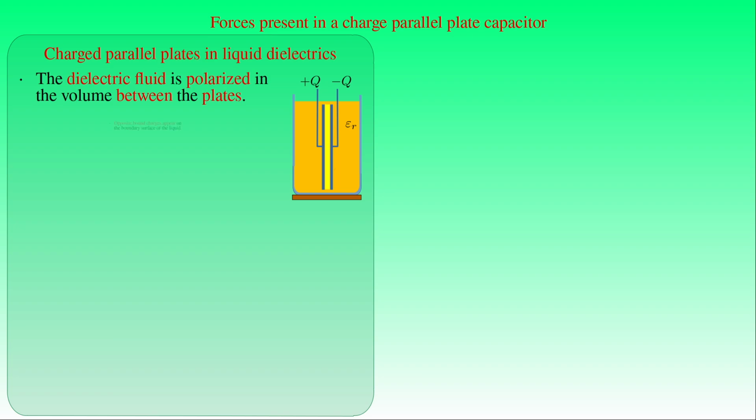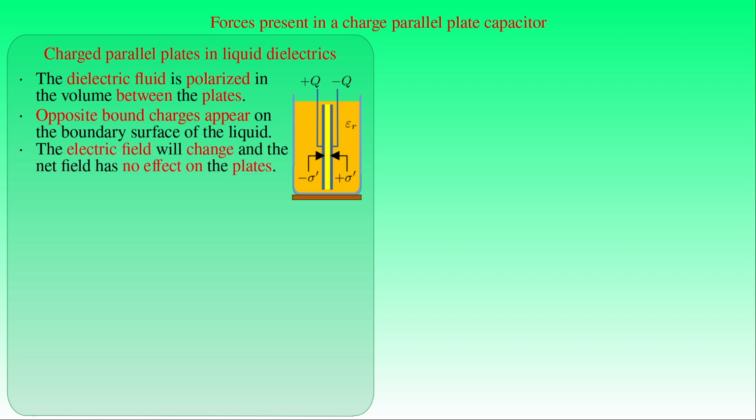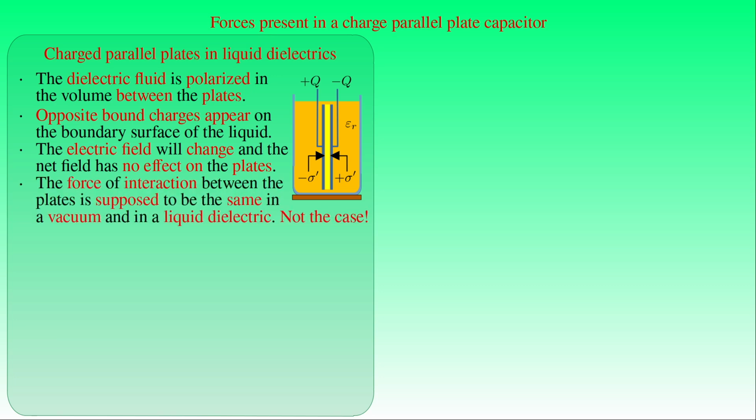Due to the polarization, opposite bound charges with the uniform surface charge density sigma prime appear on the boundary of the liquid adjacent to the internal surface of the plates. As a result, the electric field changes within the dielectric medium and the net electric field has no effect on the charged plates. In other words, the polarization of the dielectric does not modify the force exerted by the plates on each other, that is, the force of interaction between the plates is supposed to be the same in a vacuum and in a liquid dielectric.